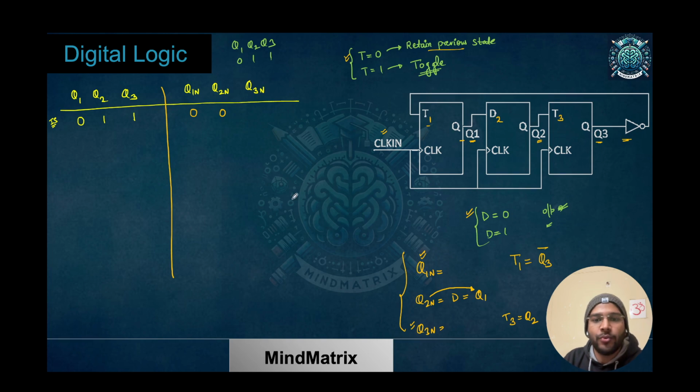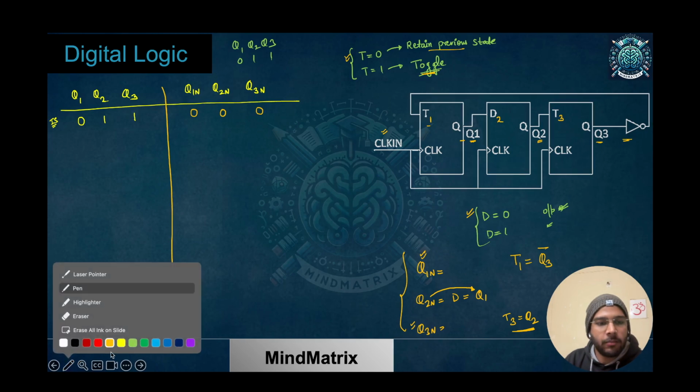Now, what about Q3n? For Q3n, T3 is taking the value of Q2. Q2 value is 1. That means T3 value is 1. T value is 1, so it is going to toggle. In case of toggle, Q3n will be Q3 complement. The previous value of Q3 is 1, so it is going to become 0. Clear?